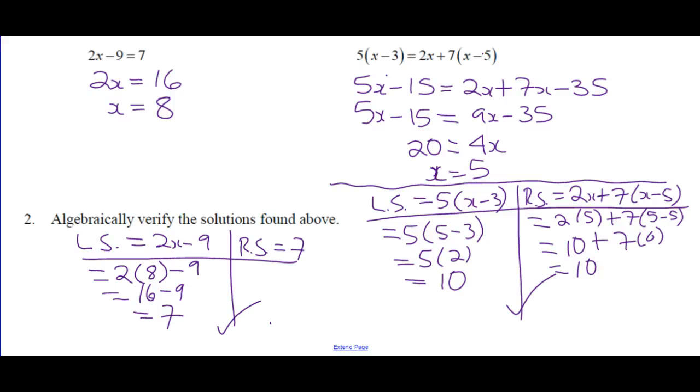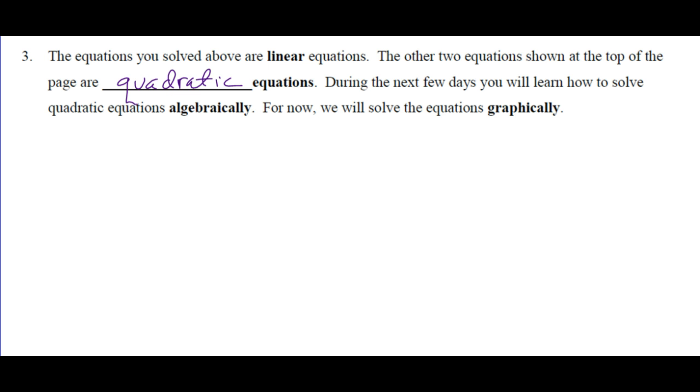And this one, you work out the left side separately, substituting in the value that you think for x, you get a number. You work out the right side separately, substituting in everywhere you see an x, putting in the 5, get a number. These two numbers are the same. It verifies. The equations we solved were linear. The two other equations are quadratic. They'll give you x squareds.